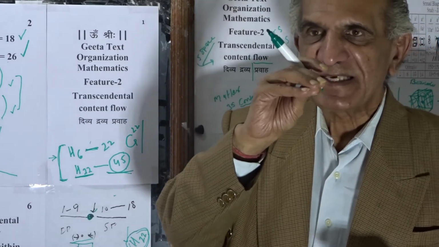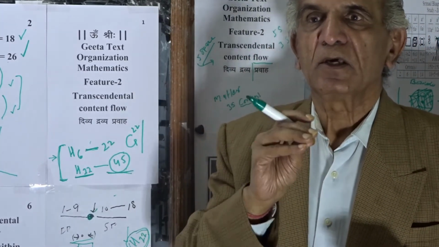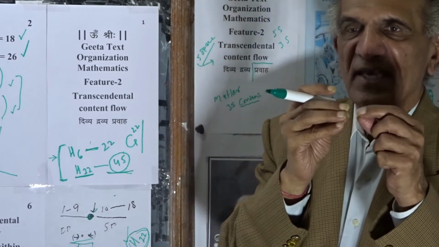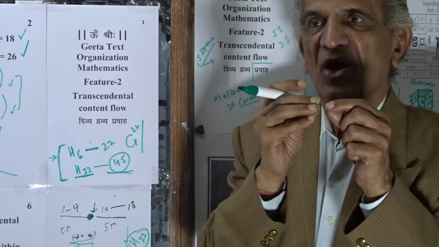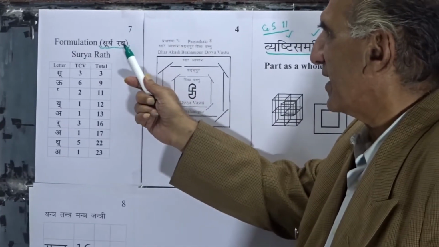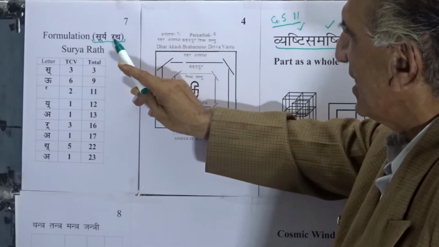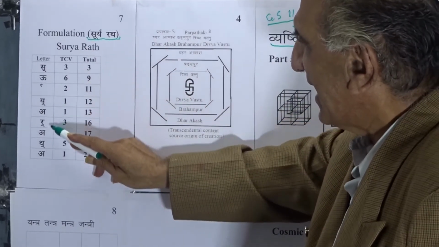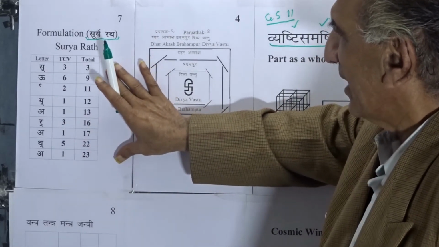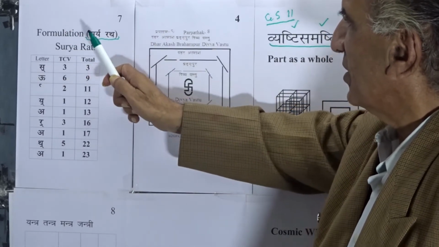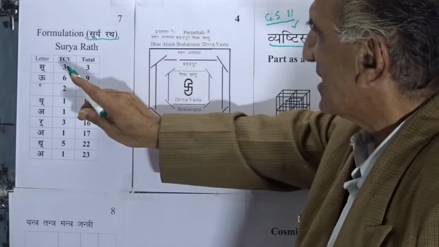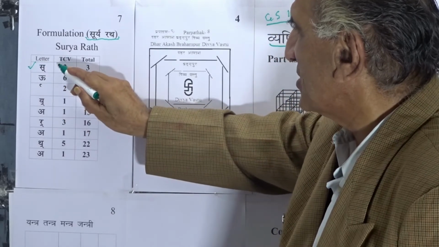Now, it is this dynamic state which is being taken as a Surya Rath, chariot of a sun. Let us glimpse the formulation Surya Rath. This formulation is availing as many as 9 letters. Let us reach at this table of formulation of Surya Rath, the chariot of a sun. This formulation has first letter Sa, which is of TC value 3.